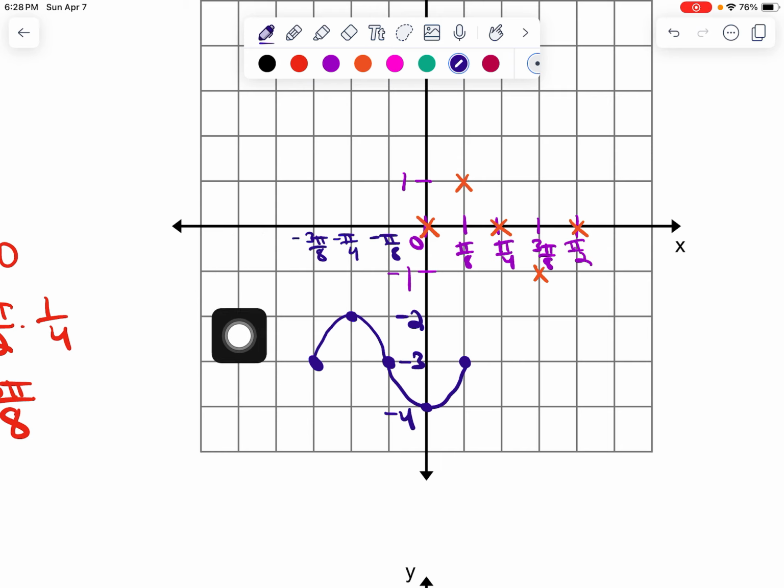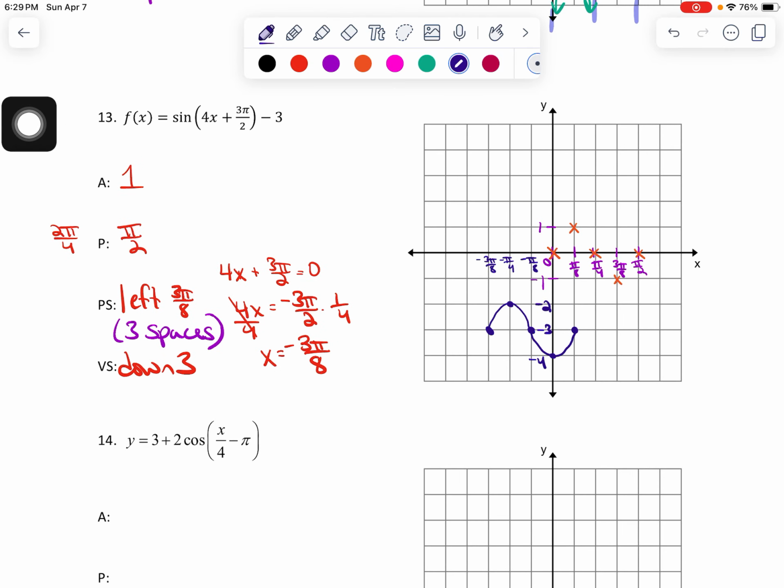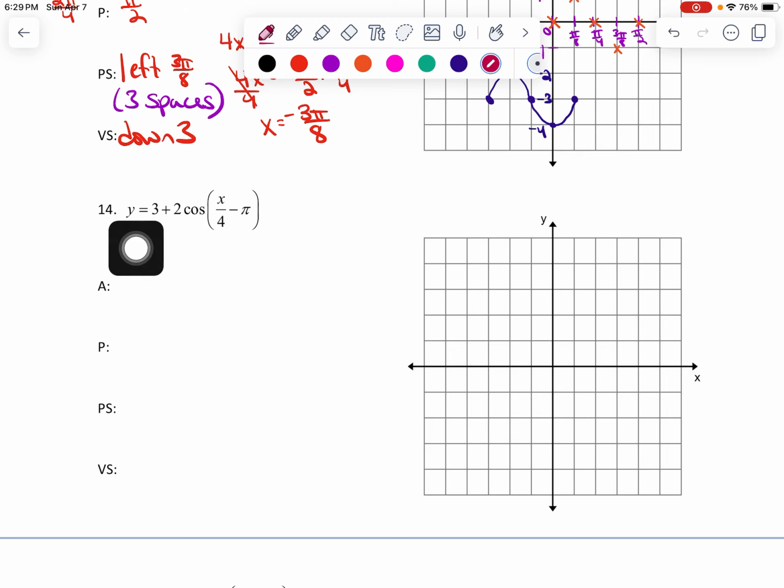Absolutely. You just don't need to. All right, so that curve is one period of that sine function. We've got one more to get through on page 4, problem 14. Be careful that you don't mess up with this 3 here.